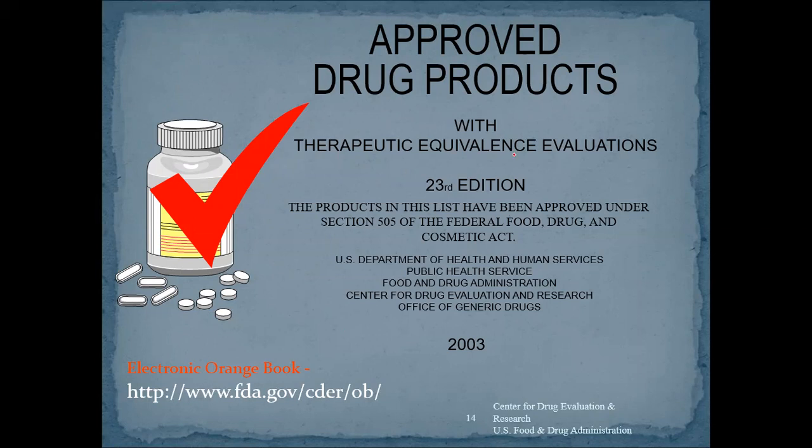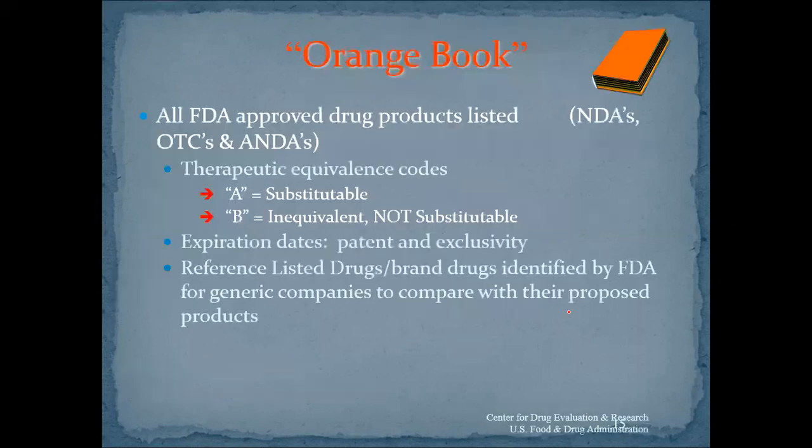There is an approved drug product with therapeutic equivalence evaluation. There is a 23rd edition of this, which has all the products that are approved under the Federal Food, Drug and Cosmetic Act. And this Orange Book has all the products that are approved, and there are 2 codes that are used, A and B. The therapeutic equivalence codes are A, that means that this particular drug is substitutable, and B is that it is inequivalent or non-substitutable. And then we have the expiration dates and the reference drug lists or brand drugs identified by FDA for generic companies to be compared with the proposed.